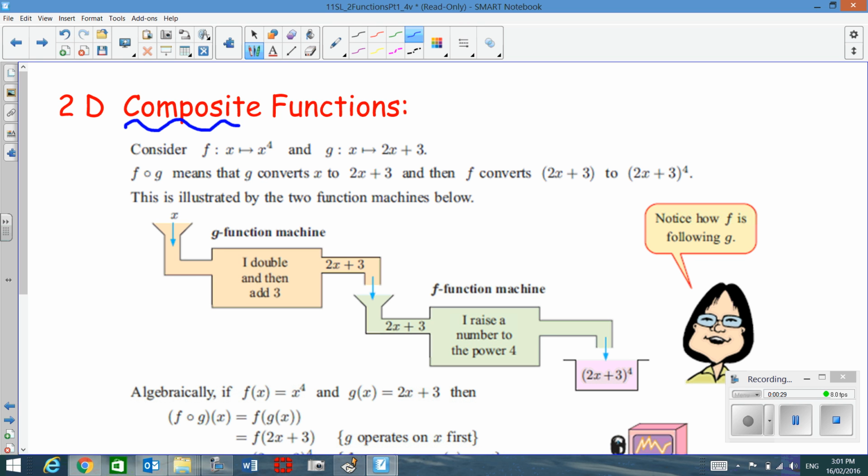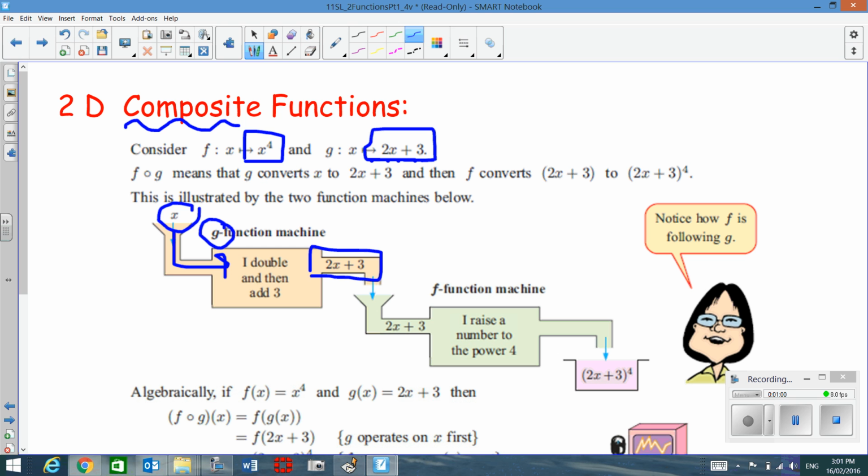So if you're considering two functions, one function is f of x equals x to the fourth. The other function is g of x equals 2x plus 3. We have two separate functions and we want to compose them together. So one way that you can think of this is kind of like a machine. If you begin with your input, which is x, and it goes into the g function machine first, you're going to get some expression, which we're going to call 2x plus 3.